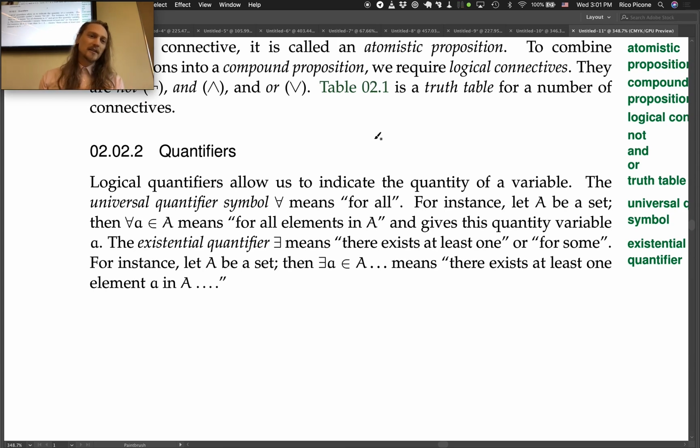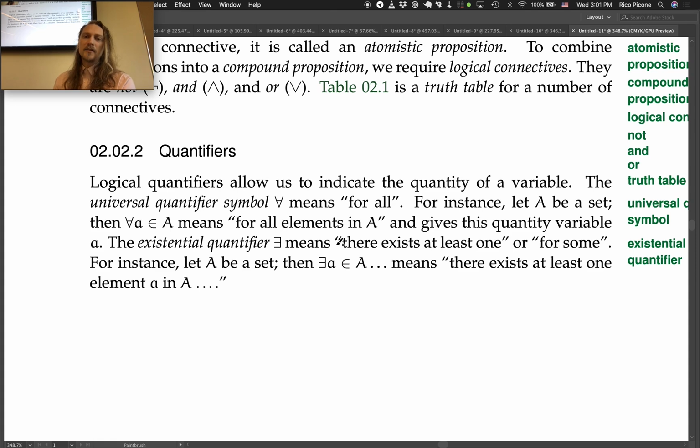Okay, quantifiers. Logical quantifiers allow us to indicate the quantity of a variable. The universal quantifier symbol, given by this V with a line through it, means for all. For instance, let A be a set. Then for all a in A means for all elements in A, and gives this quantity variable a. So it's saying little a ranges over the entire set, big A.